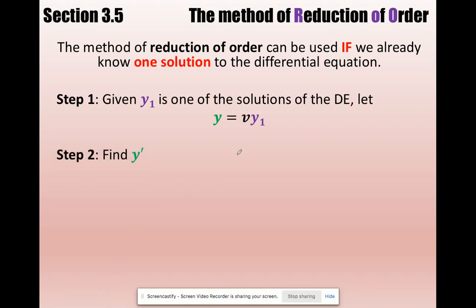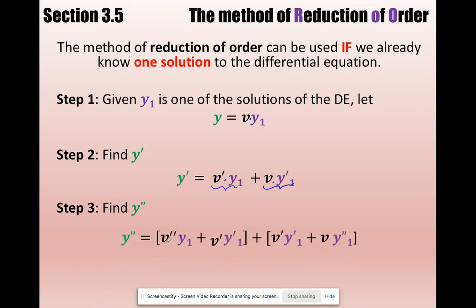Step 2, find the first derivative. Now this is a product, so you need to find the first derivative with the product rule, right? Y prime is the derivative of v times the function y1 plus that function v times the derivative of y1, which is y1 prime. Then I need to find the second derivative. Maybe you see where we're going with this, right? I've got y prime and y double prime. So now I have 2 product rules that I need to do.